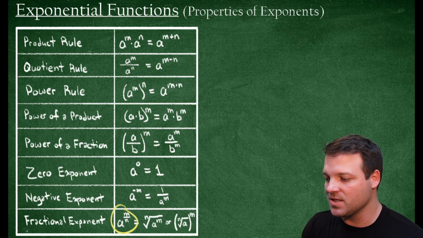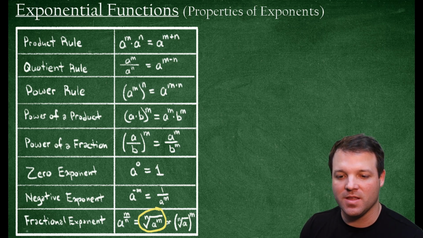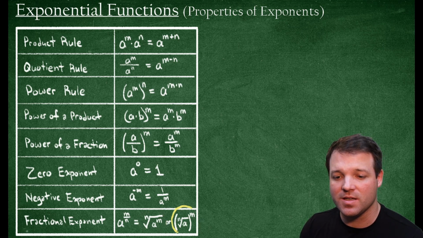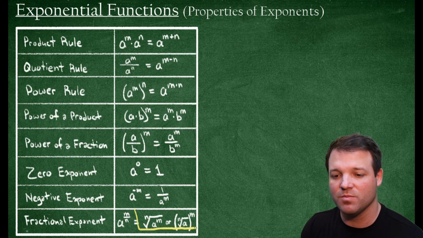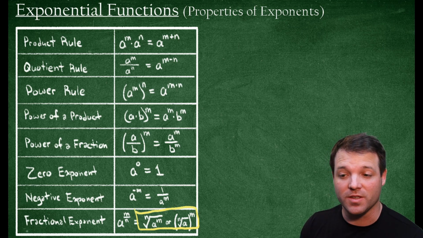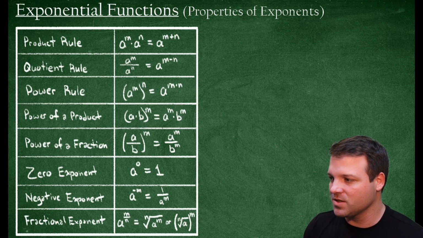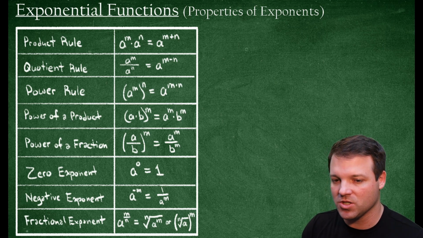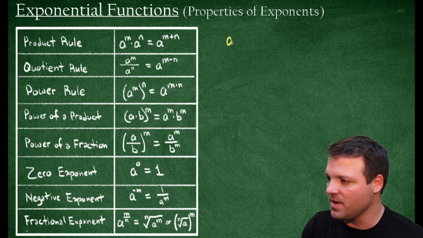So the rule says that a to the m divided by n is actually the nth root of a to the m, or you could even write it like this, the nth root of a all to the m. Both of these are equivalent statements. So let's see how that looks. I'm going to use a similar example to the one I just showed. Let's say I have a to the 3/2.